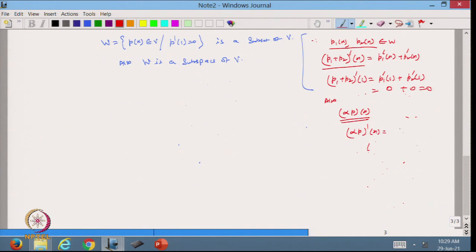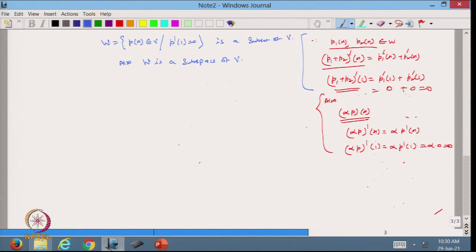derivative. So, this will be equal to p dash x, and this value alpha p dash at 1 will be equal to alpha p dash at 1, and this is alpha into 0, that will be 0. So, it means that the scalar multiple also belongs to the set W, and vector addition also belongs to W. So, it means that W is a subspace of V.